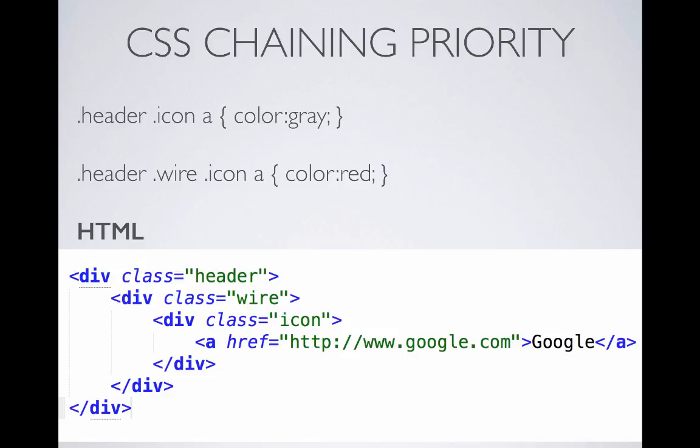In this case, we will be using the same example, but with another selector that is more specific, as it also specifies the class wire. Here, the color of the Google link will be red instead of gray. This means that a more specific selector will be given priority.